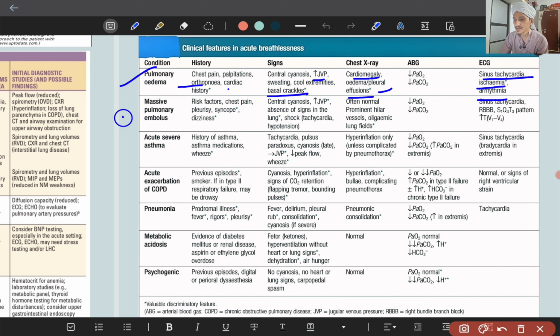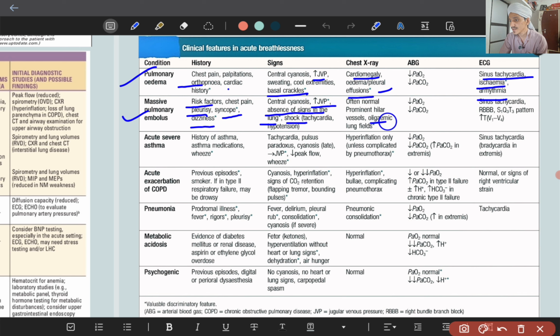The next common cause is massive pulmonary embolism. There will be risk factors. What are the risk factors? There will be a history of immobilization, a history of recent hospitalization of the patient, and a history of syncope and dizziness, and pleuritic lateral chest pain will be there. Important findings on examination are increased JVP and absence of signs in the lung in spite of increased JVP, and there will be shock.